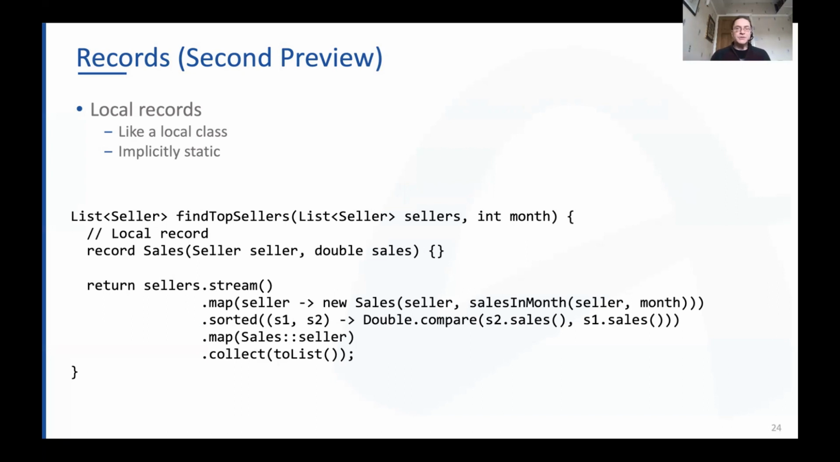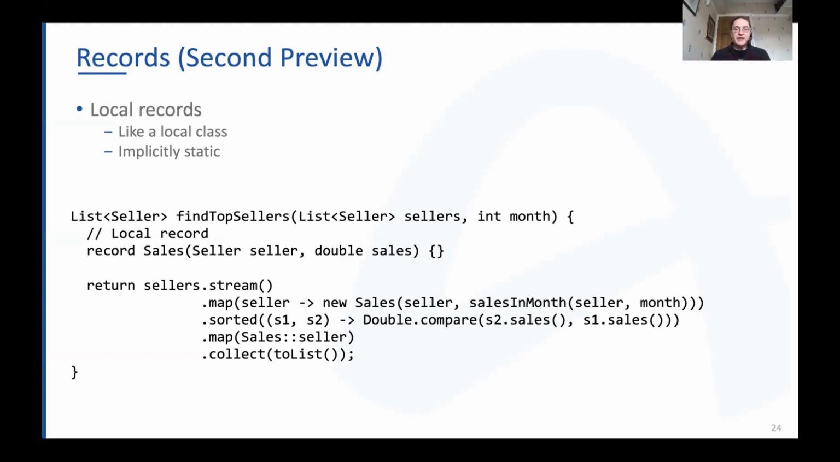This is quite useful because here's a very good example of how we could use that. So we've got a method, find top sellers. And what we're going to do is we're going to say, okay, we've got a local record called sales, which consists of two things. It's a tuple, it's got seller, and it's got sales, which is a double. And then we're going to use the sellers list that we've got, and we want to process that. So we're going to use stream with some lambda expressions.